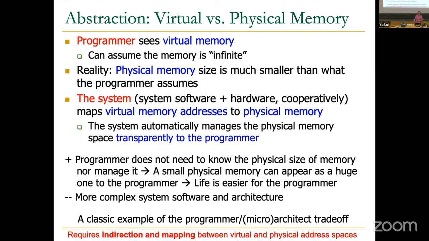So virtual memory requires indirection and mapping between virtual and physical address spaces. And this will become more clear because the programmer sees a virtual address space and then there's a physical address space, and there needs to be some translation that needs to happen from the virtual space to the physical space, and mapping that happens, because not the entire virtual memory that the programmer sees is going to be in the physical space.